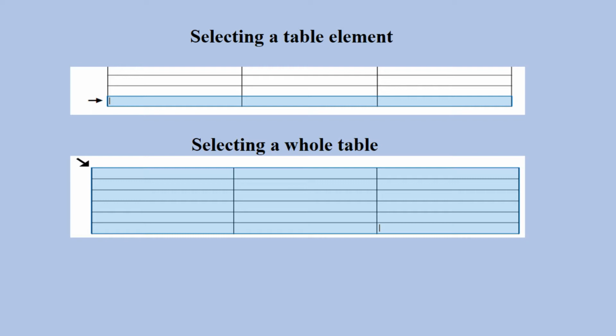Selecting the whole table: position the cursor at the upper left corner of the table. When the cursor changes to a black arrow pointing down, click the left mouse button.